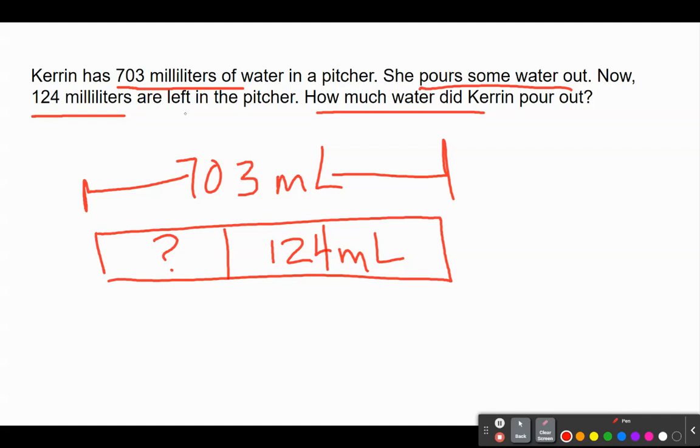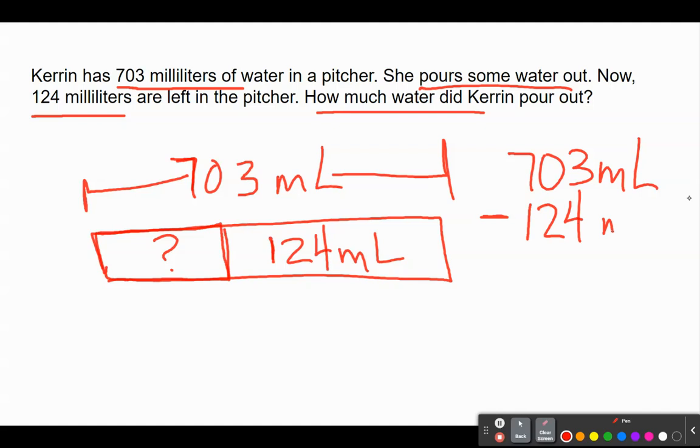How much water did Kieran pour out? So I know that she had 703 milliliters and she was left with 124 milliliters. So I want to figure out what is the difference, or how much water did she pour out. So we're going to go ahead and subtract. I know that I have 703 milliliters, and I'm going to take away 124 milliliters. So we're going to use the standard algorithm to solve.